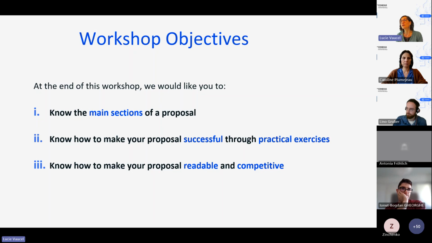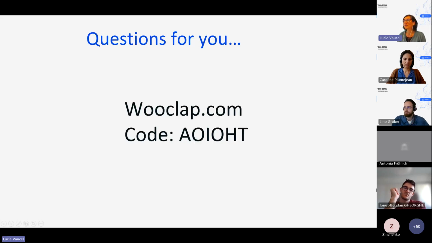You will also learn how to make your proposal successful through practical exercises. You will see it won't come only from us, but we will have interactive sessions. You will have the opportunity to answer a lot of questions through a tool we use called WooClap. And last but not least, you will learn how to make your proposal readable and competitive. That's the main goal, of course, to make you win funds, to make you get the best mark, to make your proposal selected. Hope it is okay for everyone.